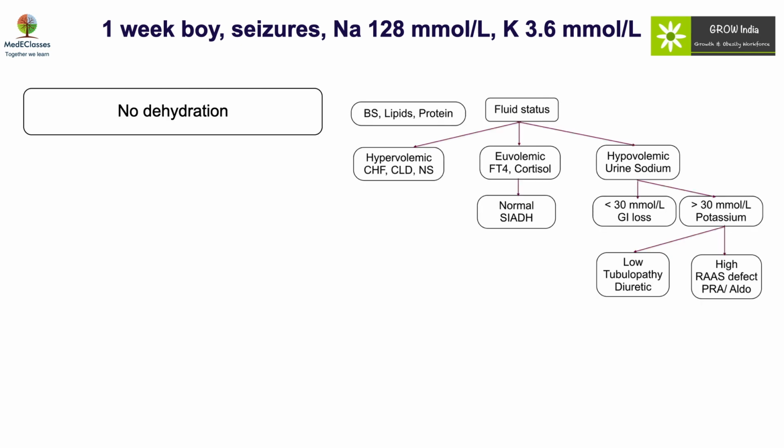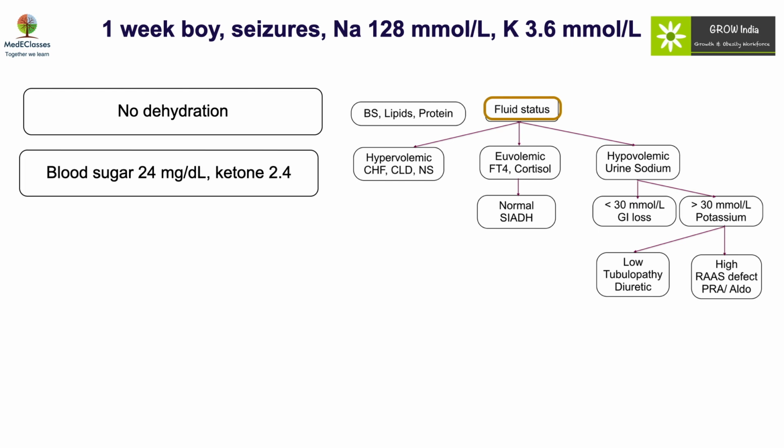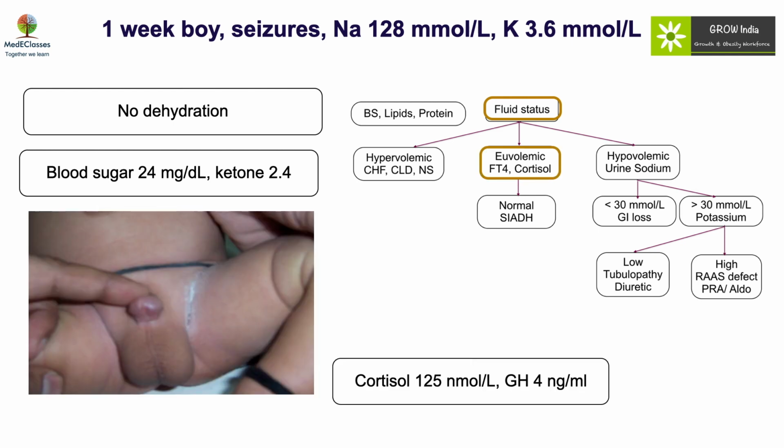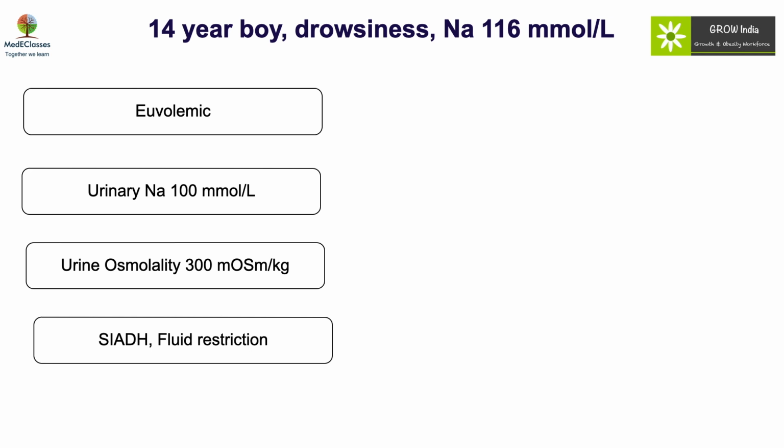There is no dehydration, so look at fluid status, and he is not dehydrated, blood sugar is low. So again, the same case we discussed earlier in perspective of hypoglycemia. Now if we look at hyponatremia with hypoglycemia, micropenis, this is a clear-cut case of multiple pituitary hormone deficiency resulting in a hypopituitary state. 14-year-old boy with drowsiness and hyponatremia, the initial case that we discussed.